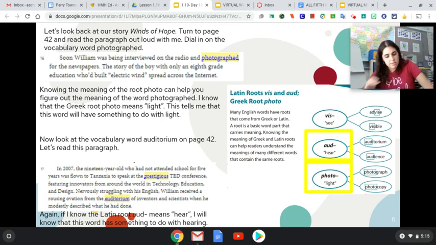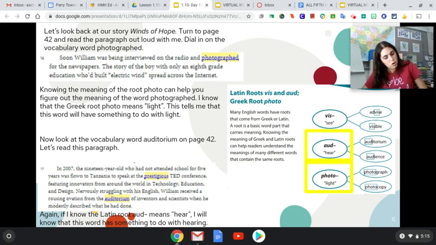In 2007, the 19-year-old who had not attended school for 5 years was flown to Tanzania to speak at the prestigious TED conference, featuring innovators from around the world in technology, education, and design. Nervously struggling with his English, William received a rousing ovation from the auditorium of inventors and scientists when he modestly described what he had done.